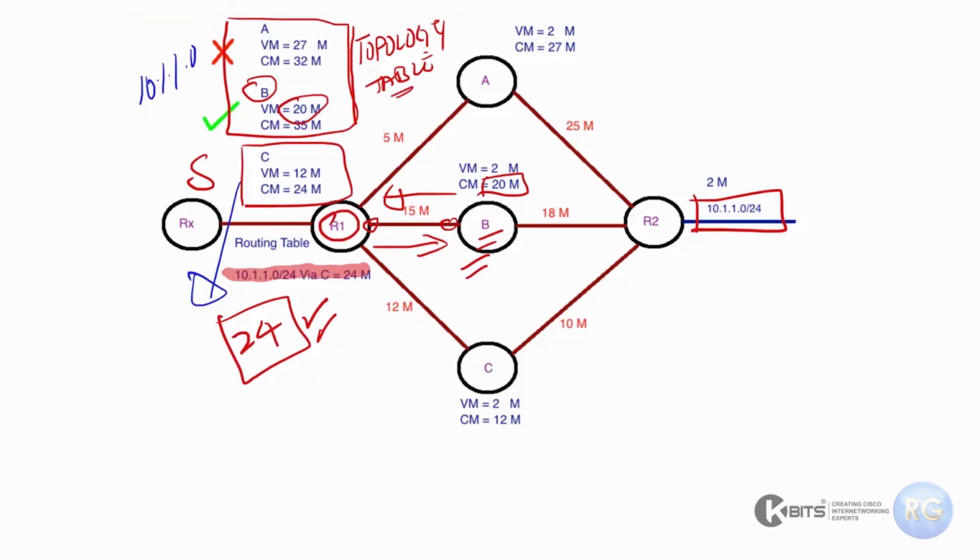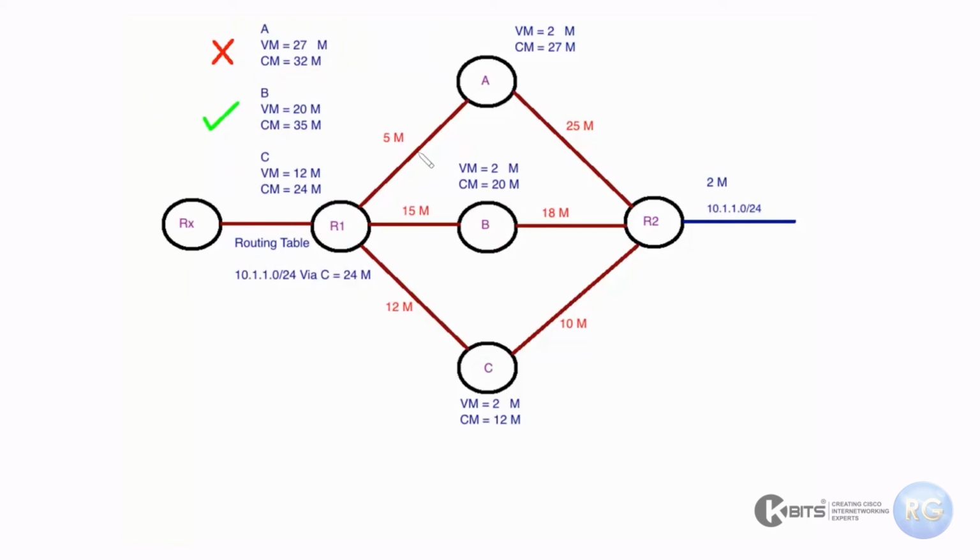It means there's no chance B's route is a loop. Agreed? So that's your feasibility condition. So that means this route is a feasible route. What do I mean by a feasible route? Feasible route means it is a completely loop-free route. 100% loop-free. You guys understand that? How is it 100% loop-free? My best route is 24, but B's route is 20, which is better than mine. That means I could not have given him my route and he's sending it back to me. Good so far?